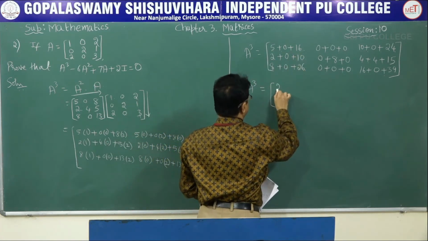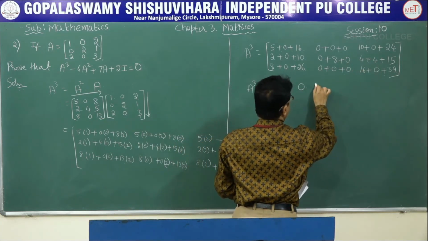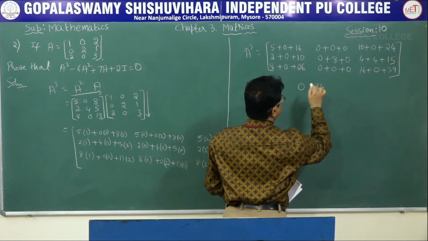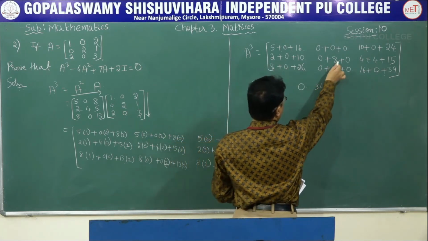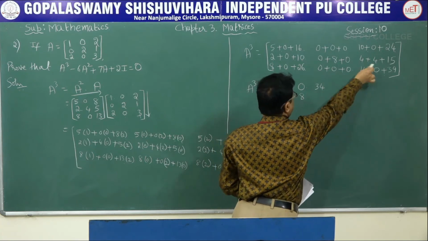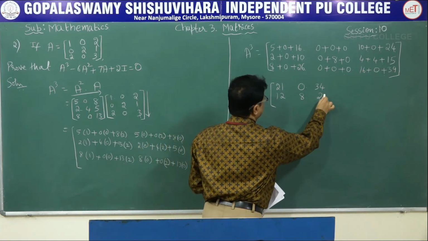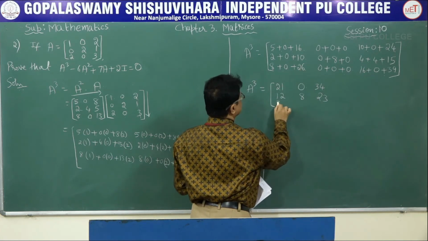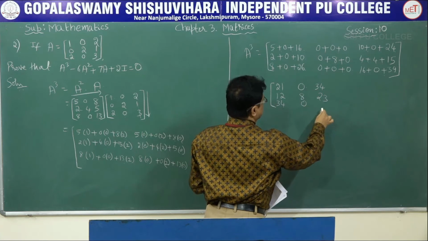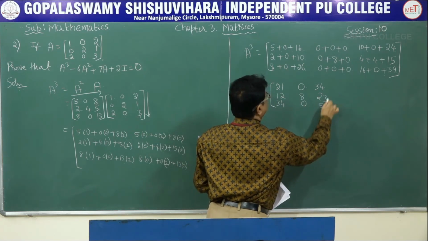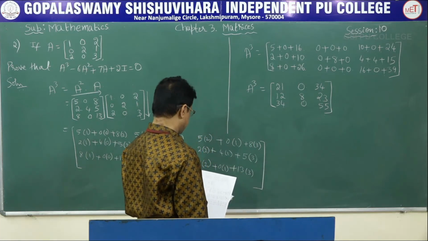5 plus 16, 21, 0, 10 plus 24, 34, 2 plus 10, 12, 8, 4 plus 4, 8, 8 plus 15, 23, 26 plus 8, 34, 0, 39 plus 16, 55.